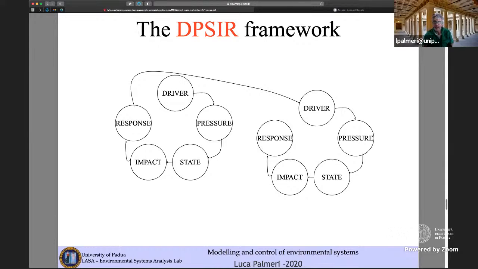There is a very general framework, the DPSIR framework, that is a classification of environmental indicators, but is very useful in order to deal with environmental pollution or environmental impact problems. The DPSIR framework classifies the different quality indicators into drivers, pressures, state, impact, and response.